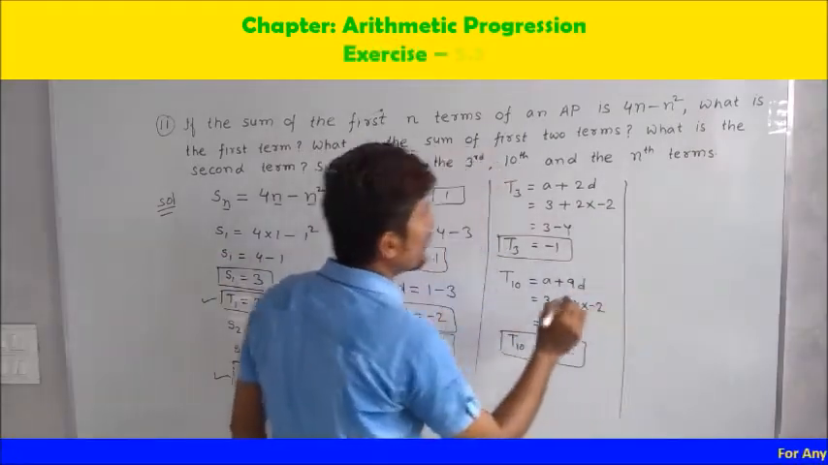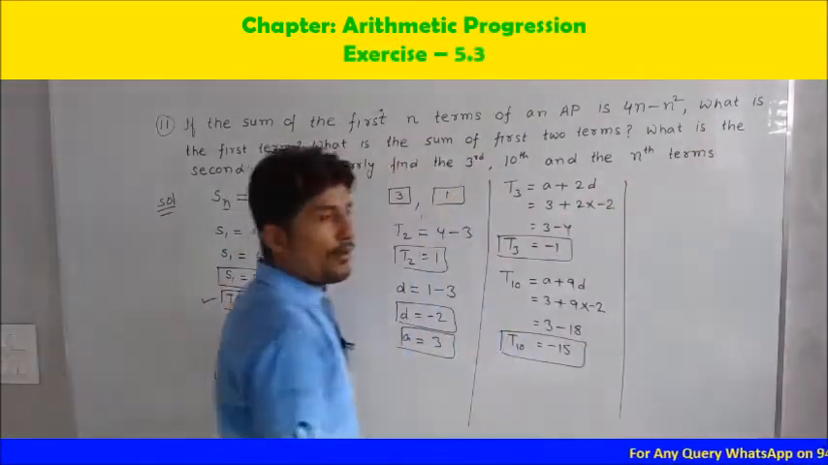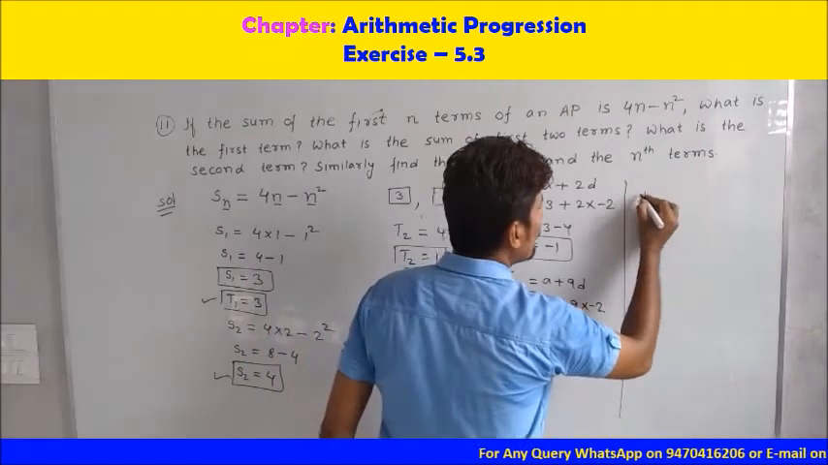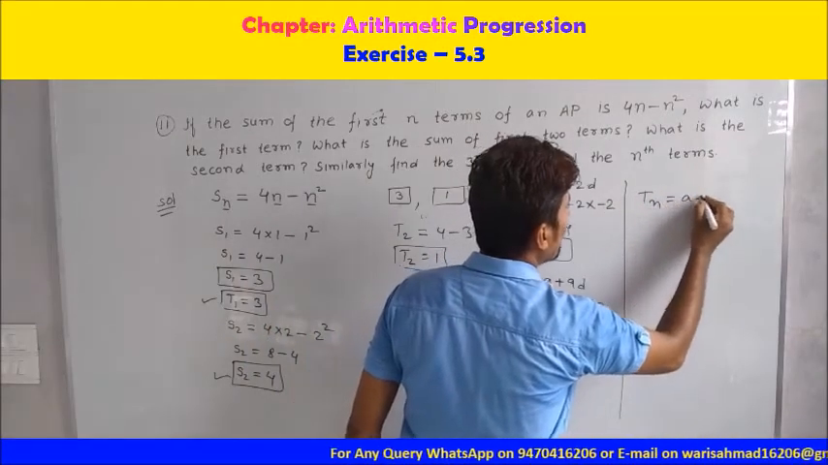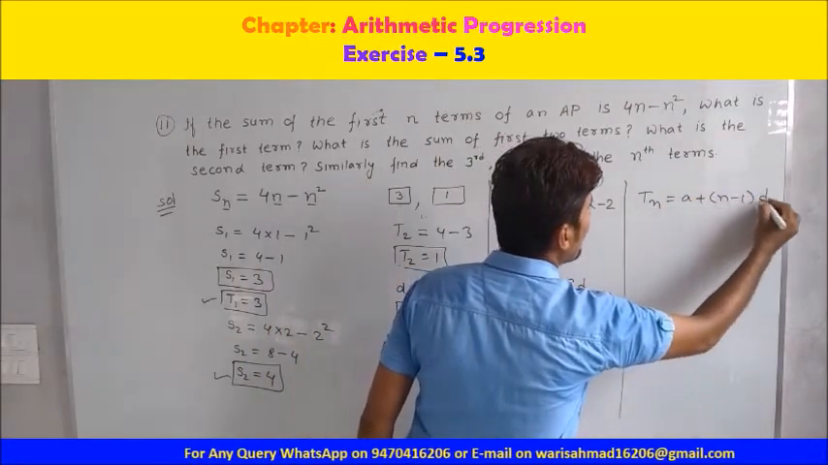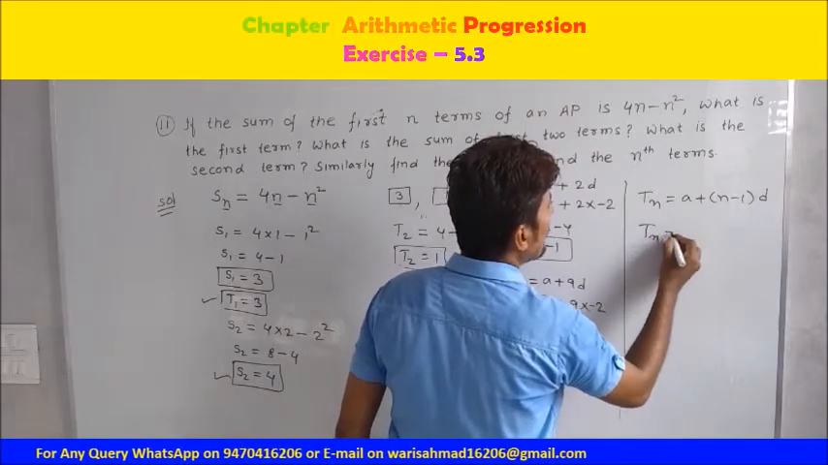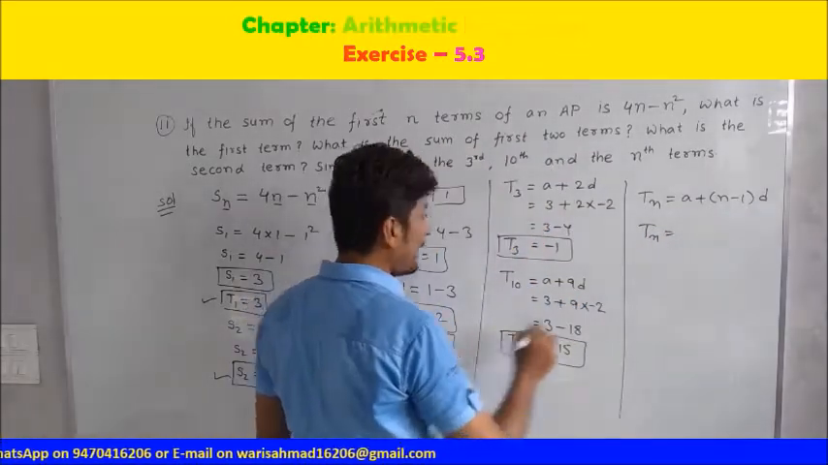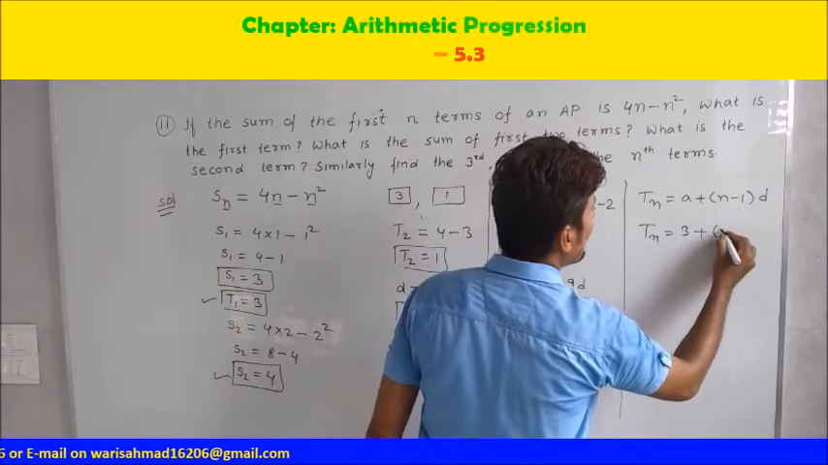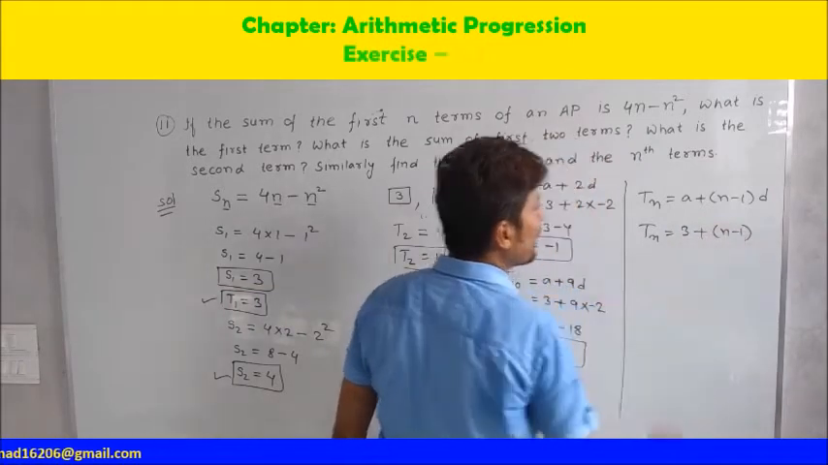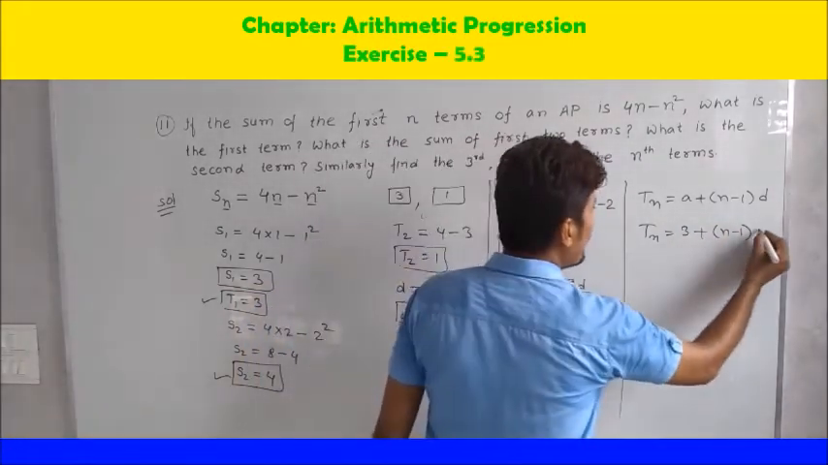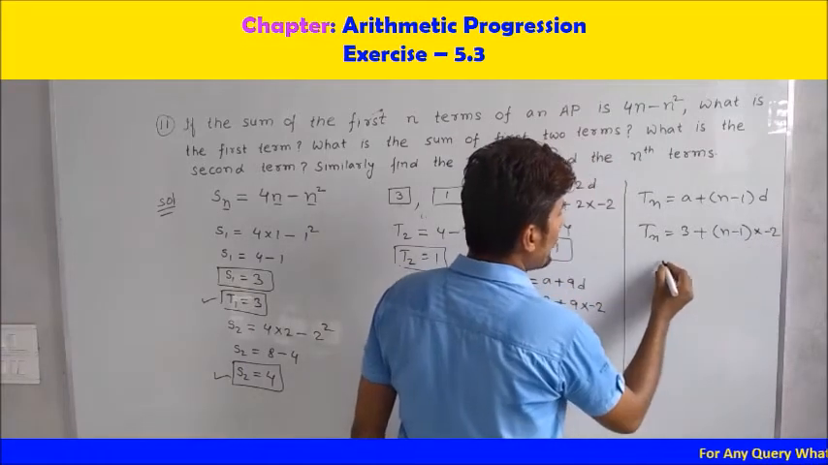Now the last question, find the nth term of the AP. For that we can use the formula Tn equals A plus n minus 1 multiplied by D. Tn will be as it is. In the place of A we can assign 3 plus n minus 1. Value of n is not given, so we can write there n, and value of D is given, minus 2, so we can write here minus 2.